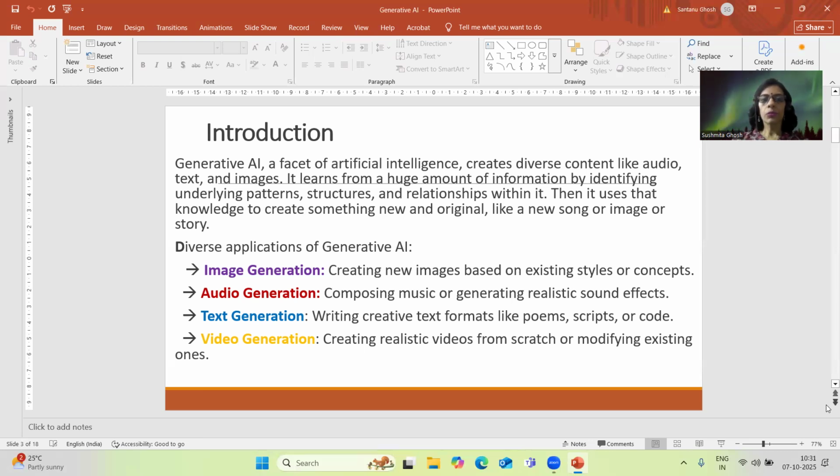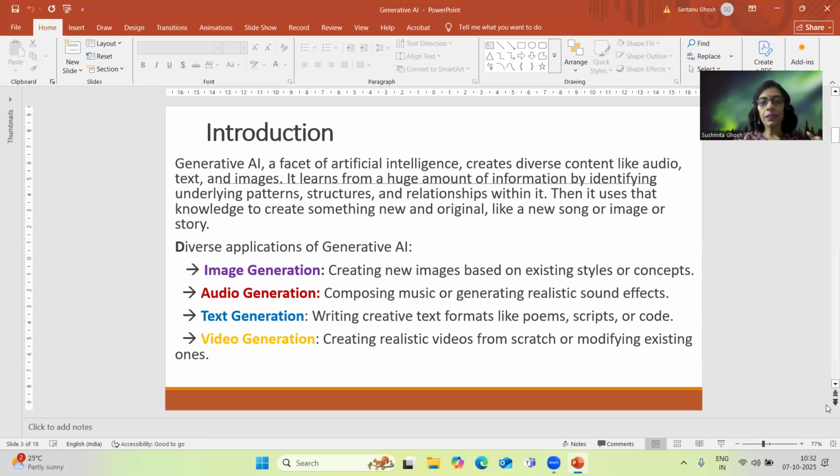Okay. So what is the basic underlying method it follows? It has been trained with a lot of information, a lot of input. A huge amount of information has been given to it in order to train it to work in this kind of scenario. And because it has been trained, it is able to identify the patterns, structures, and relationships between the text or images or videos we have trained the model with, and then it is able to generate something new for you.